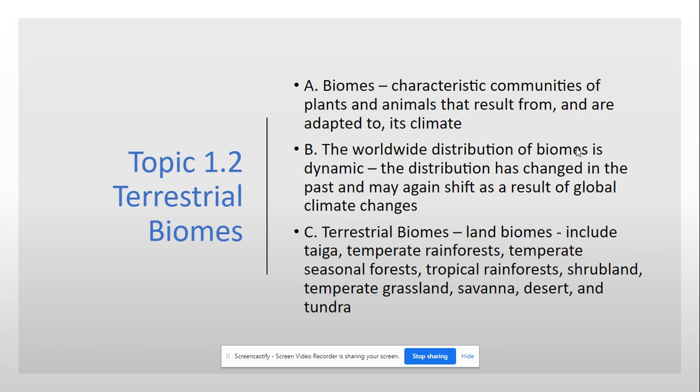We know terrestrial biomes refers to land biomes. The 9 land biomes we need to know for our course are the taiga or boreal forest, the temperate rainforest, the temperate seasonal forest or deciduous forest, tropical rainforests, shrubland, temperate grassland, savanna, desert, and the tundra.